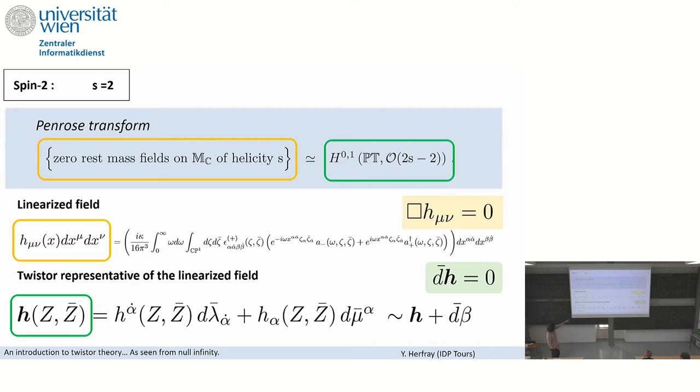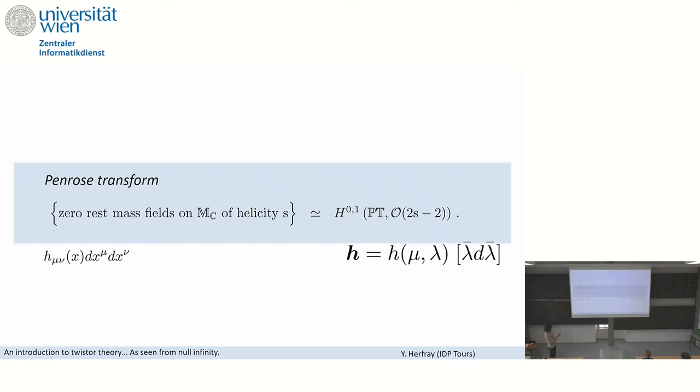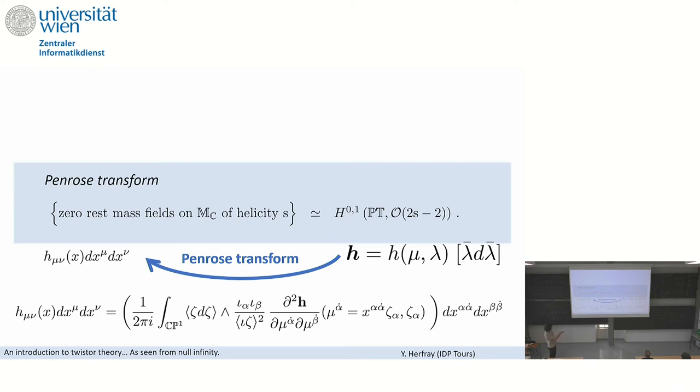You'll see. As I explained, this is the classical story, but in practice you can do a bit more. So for spin 2, here's what the Penrose transform looks like. You take the 0-1 form, and you integrate it over a sphere. Which sphere is that? Well, you take a point in space-time. A point in space-time, remember, is a line in projective twistor space. You integrate over this line. So you take your 0-1 form and integrate over this line in twistor space. And the result is a field at the point, and this is your linearized field.